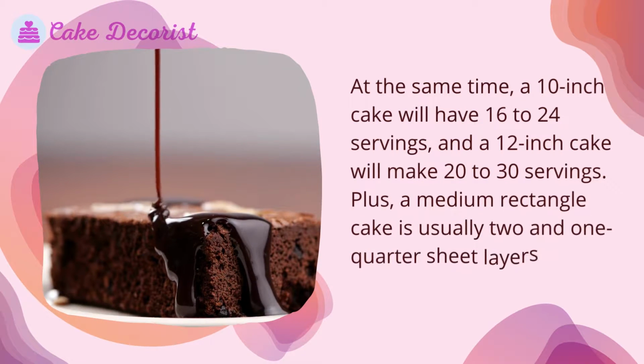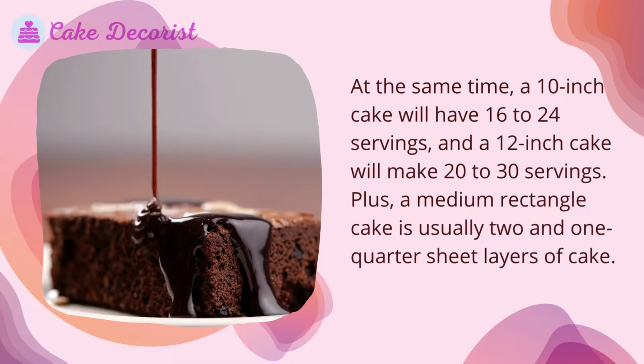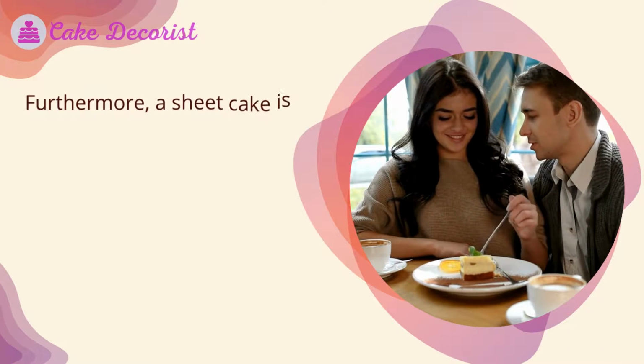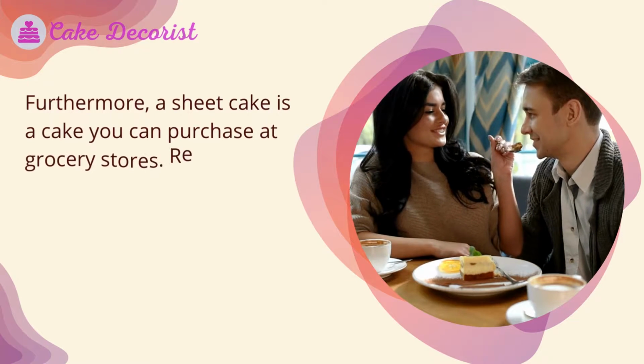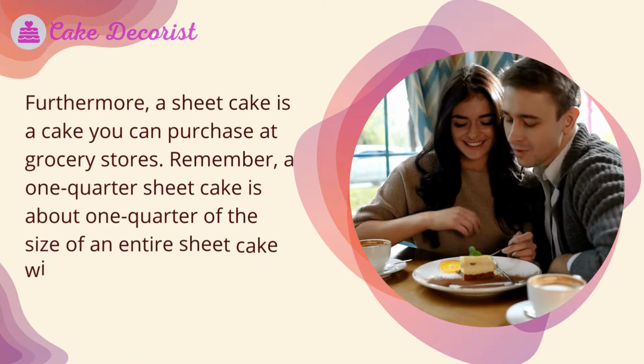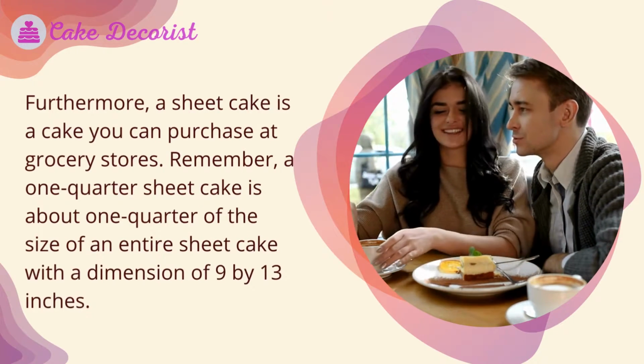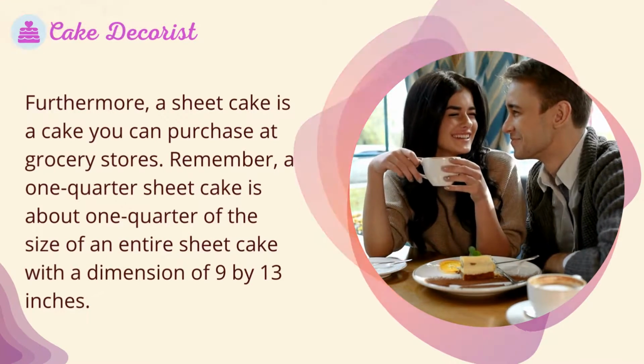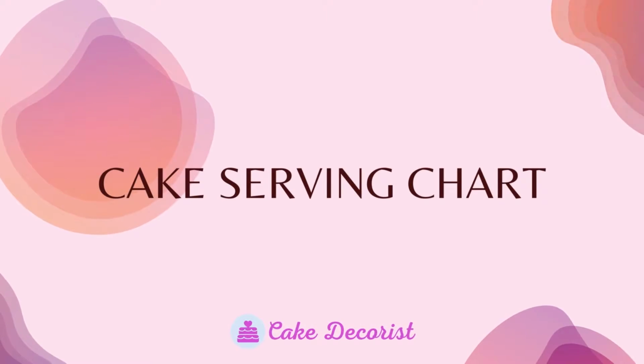Plus, a medium rectangle cake is usually 2 1/4 sheet layers of cake. Furthermore, a sheet cake is a cake you can purchase at grocery stores. Remember, a 1/4 sheet cake is about 1/4 of the size of an entire sheet cake with a dimension of 9 by 13 inches. Cake serving chart.